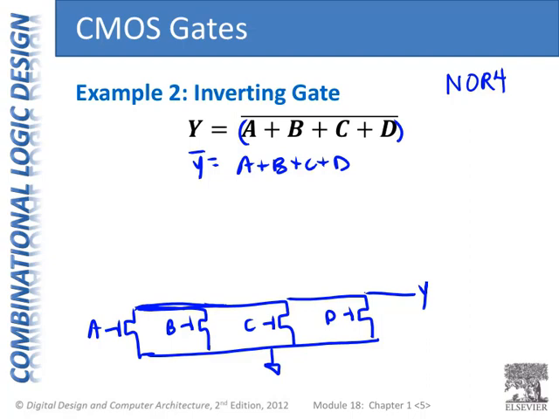So we have parallel on the bottom, and we're going to get series on the top. We're going to get A bar and B bar and C bar and D bar.